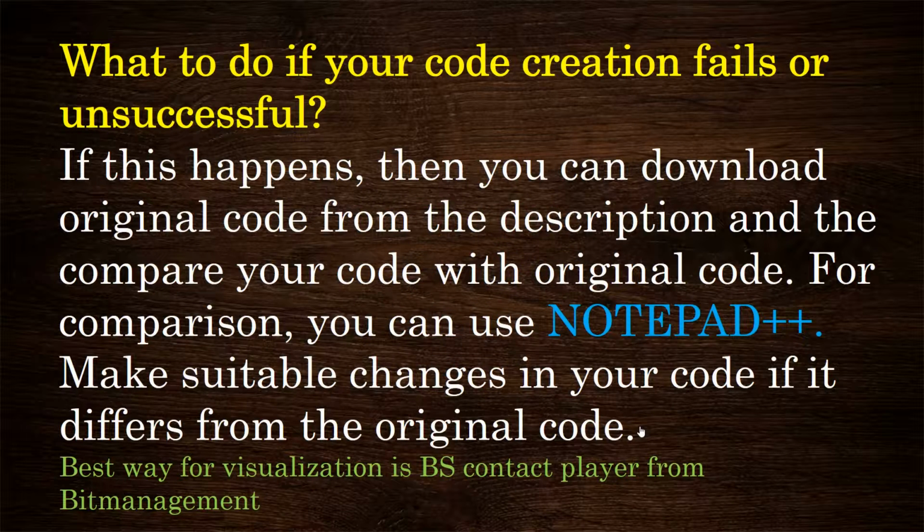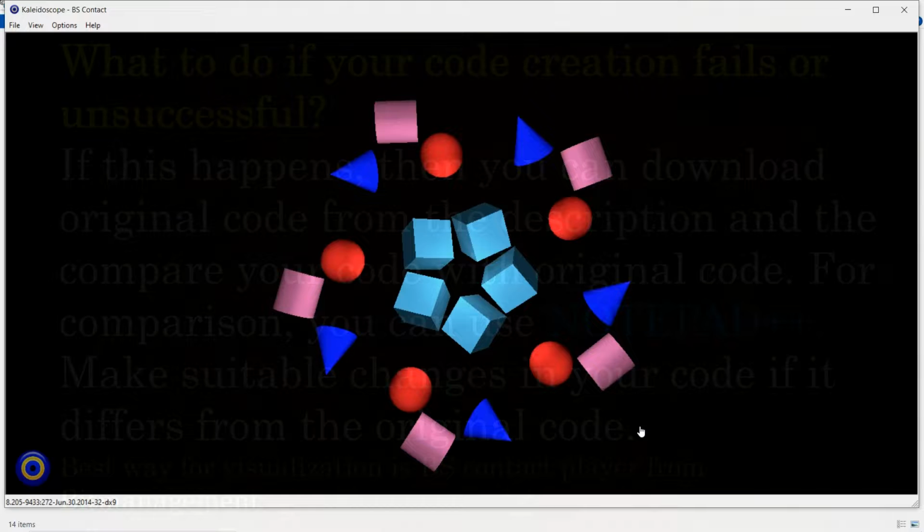So I have created it. So what to do if your code creation fails or is unsuccessful? If this happens, then you can download the original code from the description and compare your code with the original code. For comparison, you can use Notepad++. Make suitable changes in your code if it differs from the original code. The best way for visualization is BS Contact from Bitmanagement company.